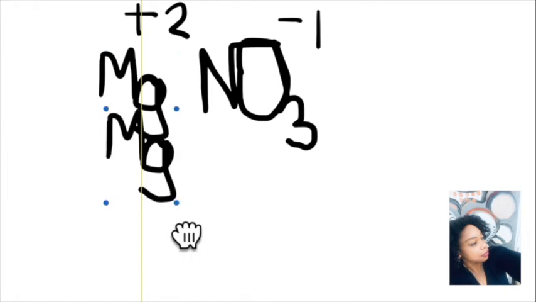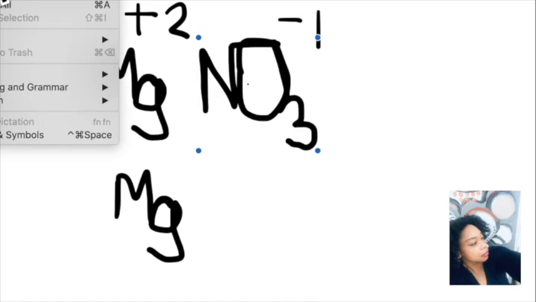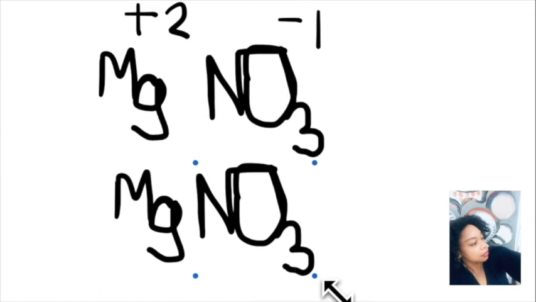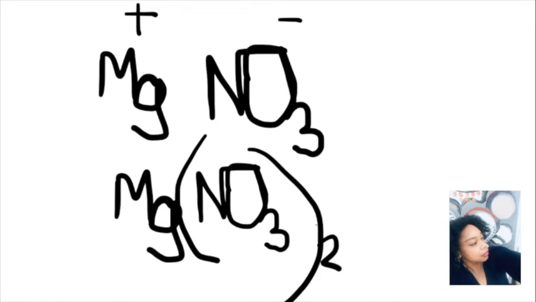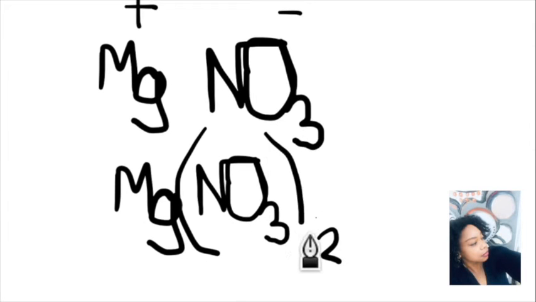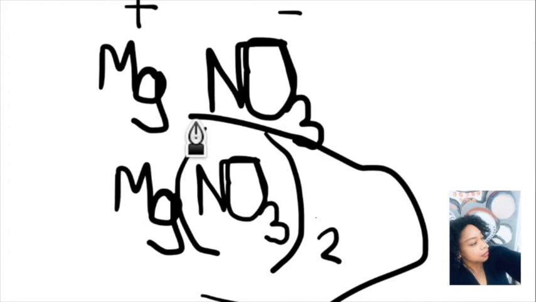Magnesium, bring that down, and then we bring the nitrate down. The nitrate is NO3. We can never change the NO3. Those 3 oxygens are stuck to the nitrogen. Okay, we put the 2 down there, and we put the 1 right there. We just swap it. Okay, but whenever we have 2 nitrates, we have to put them in parentheses because it's a polyatomic. Okay.